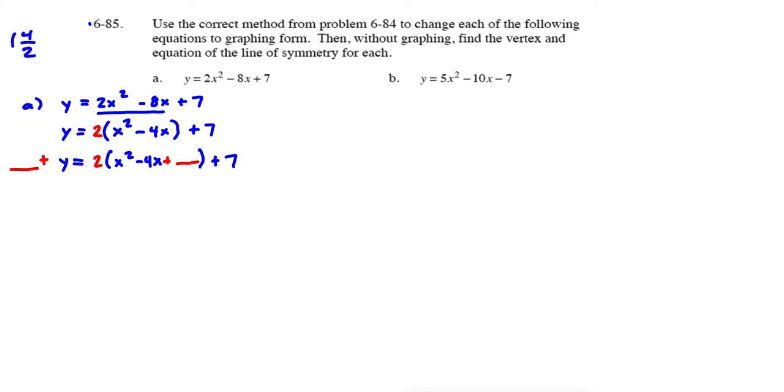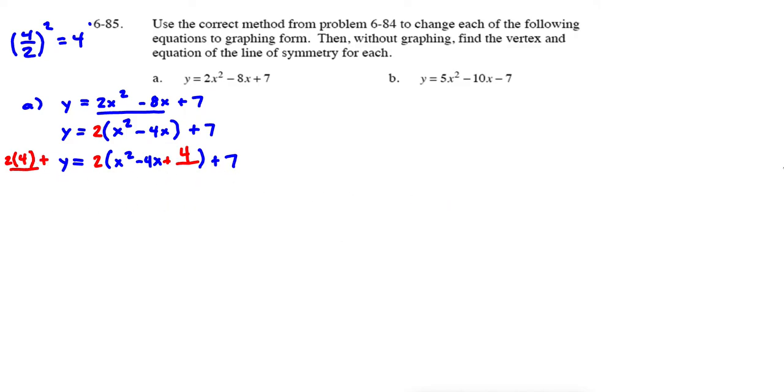So 4 divided by 2 squared. Well, 4 divided by 2 is 2, 2 squared is 4. So the value that I'm going to be adding in here is a 4. However, I'm not going to just add 4 here. This is the same thing as saying 2 times 4, which means what we're adding over here is going to be 2 times 4. Got to keep it balanced.